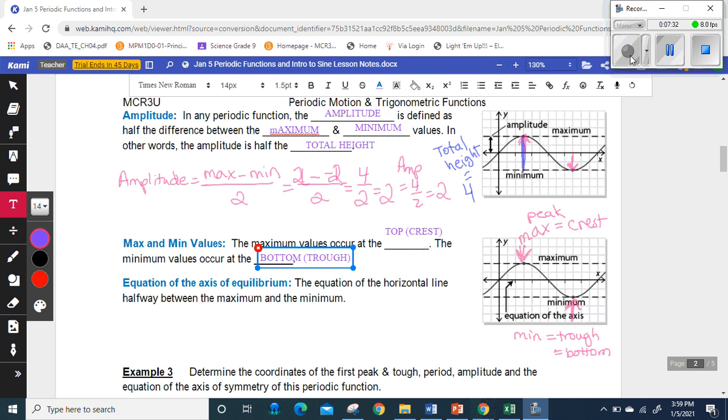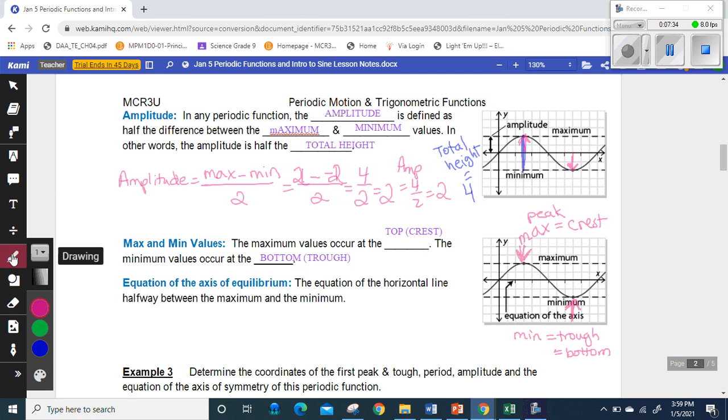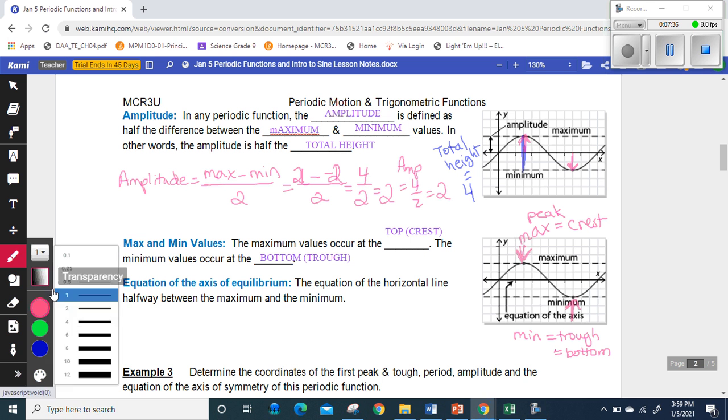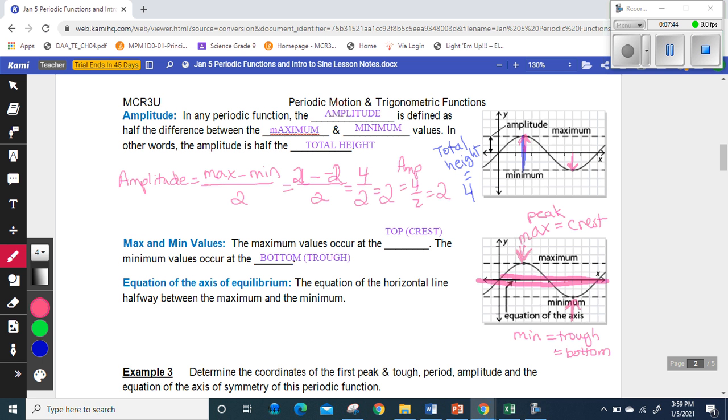Let's also talk about this middle line here. So this middle line that's in between the top and the bottom. So this halfway line down the middle here, this line that balances the curve on top and bottom, that is our equation of the axis of equilibrium.